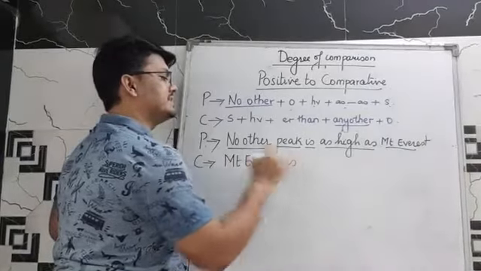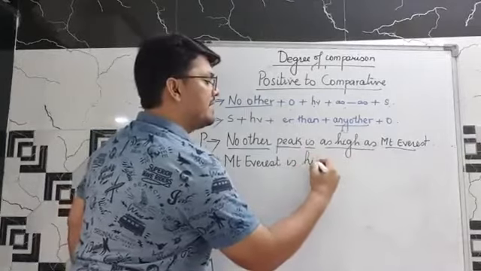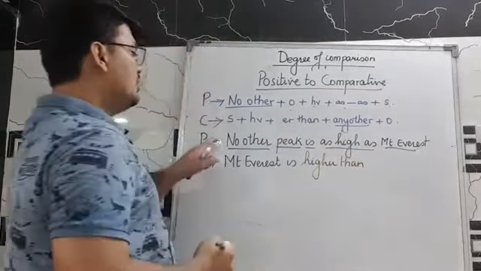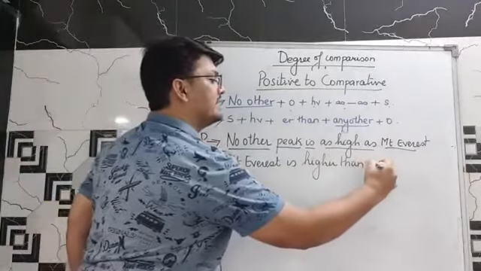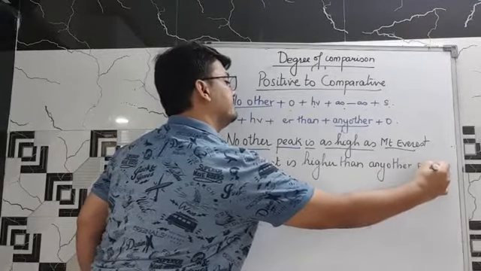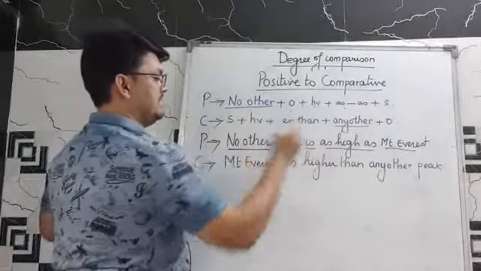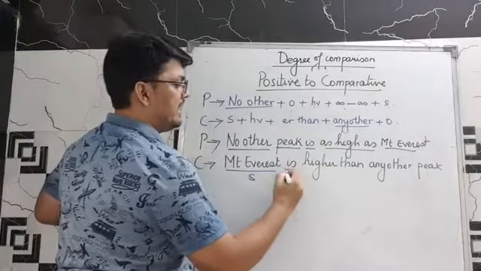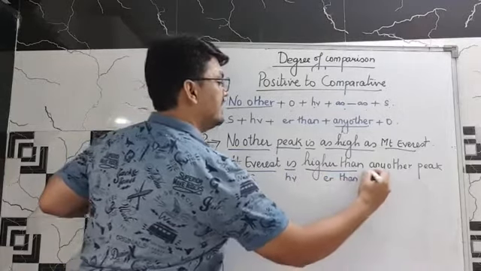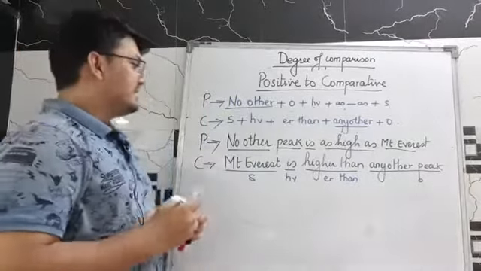Mount Everest is. As high as will become higher here. Higher than. No other will become any other. Any other peak. So you can see how I started with the structure. Mount Everest subject, helping verb, er, then no other, peak, my object. Let's take one more example.